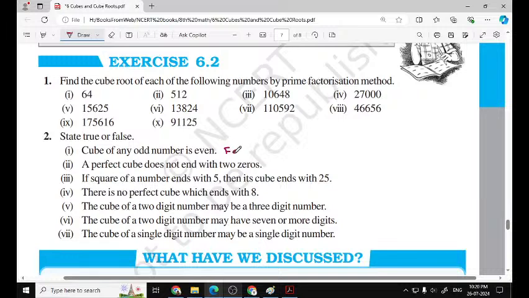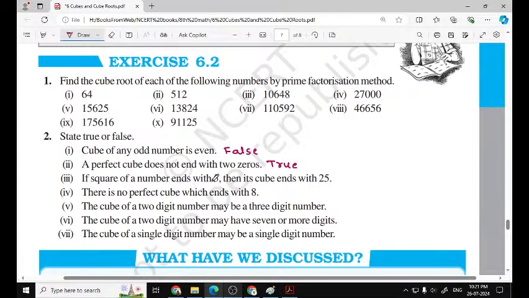This statement is false. A perfect cube does not end with 2 zeros. It has to end with 3 zeros, 6 zeros. So number of zeros must be a multiple of 3. So 2 is not a multiple of 3. So this statement, cube does not end with 2 zeros, yes, this statement is true.